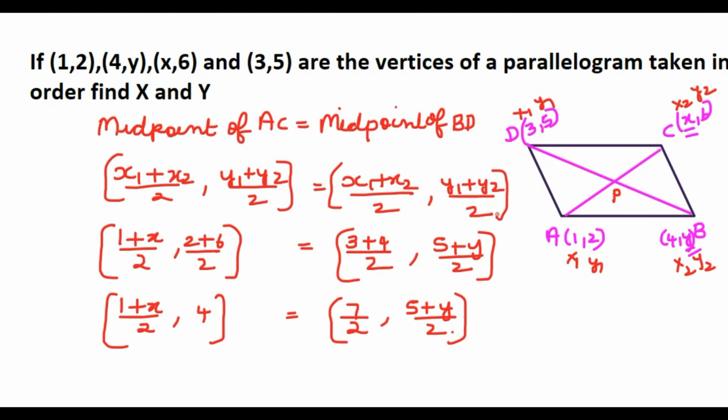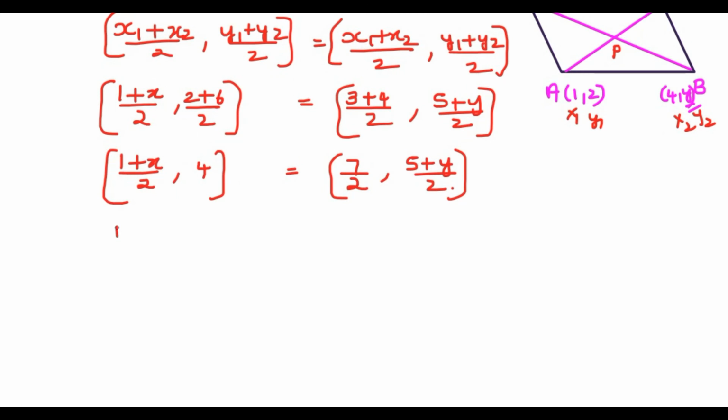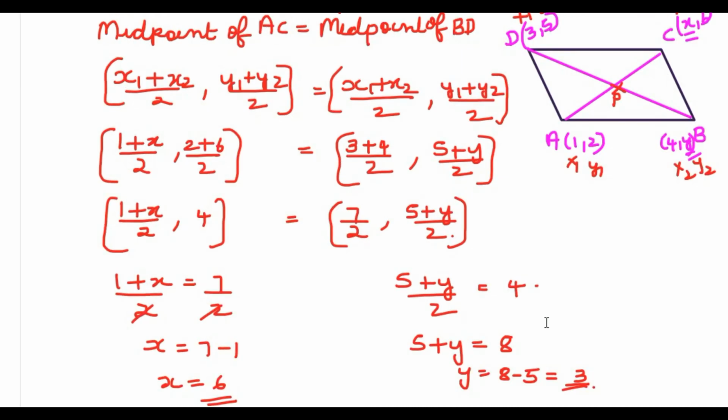So we have written the midpoint formula. Now we will equate this. So (1 plus x) by 2 equals 7 by 2. The same way (5 plus y) by 2 equals 4. This will get cancelled. x is 7 minus 1, x is equal to 6. Same way y plus 5 equals 8, y equals 8 minus 5, which is equal to 3. Therefore the value of x is 6 and the value of y is 3.